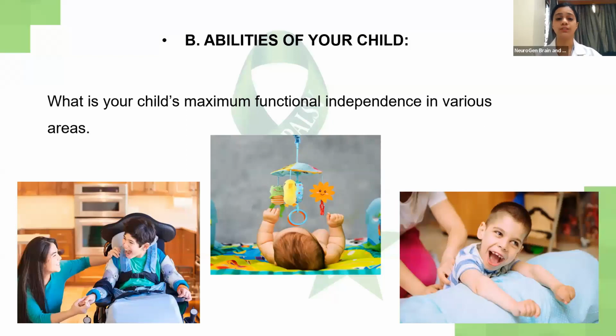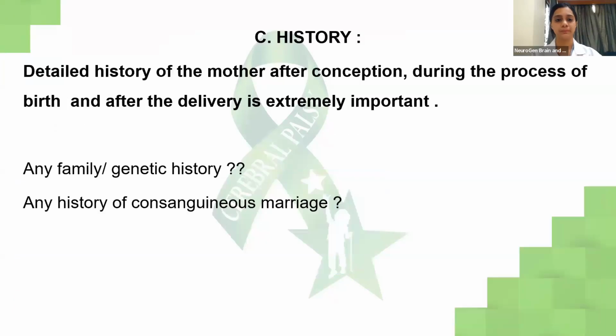And you can also mention if the child is able to side turn or roll, or at least if you make him sit, he can sit for some time. All these details need to be mentioned in the abilities.